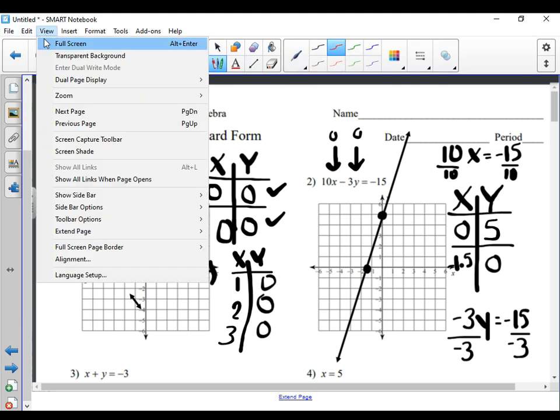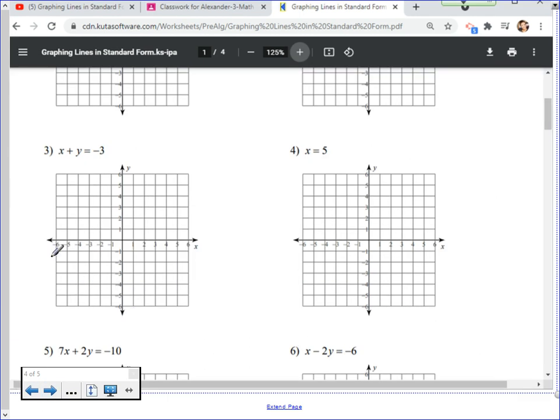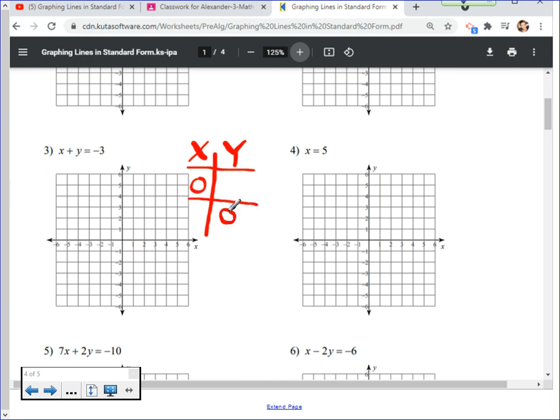Okay, now we're going to move on. We're going to do number 3. This one is x plus y equals -3. So we're going to start by making a t-chart with x on the left and y on the right. We're going to make x 0, and we're going to make y 0.